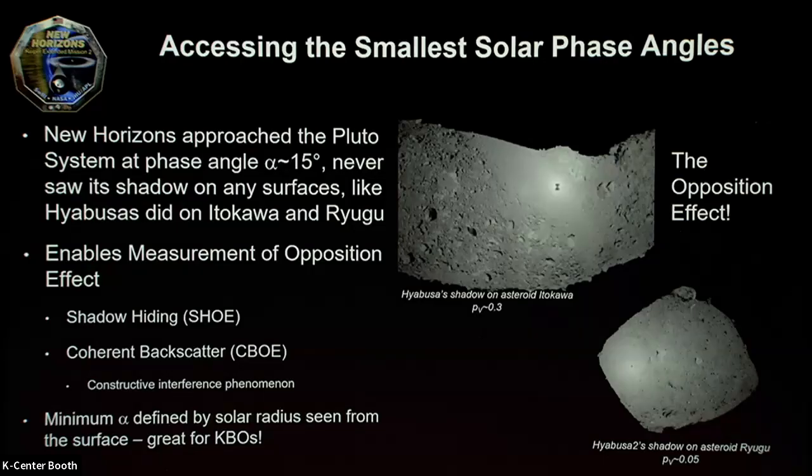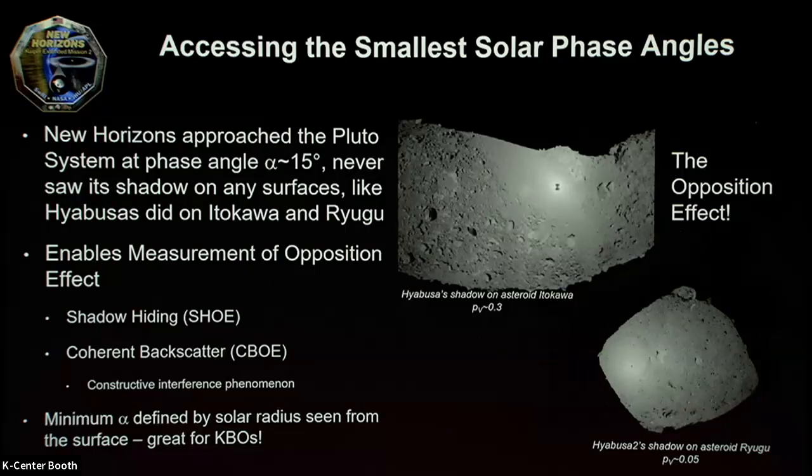So in order to model these phase curves well, it's best to have observations at all phase angles, but the extremes are really important. As New Horizons approached the Pluto system, it did so at a phase angle of 15 degrees, and the phase angle increased from there. So it never got to see the Pluto system at the small phase angles. Some spacecraft did, like the Hayabusas, which observed their own shadows on the asteroids Itokawa and Ryugu. And that enables measurement of the opposition effect, which is this brightening of the surface that you see here.